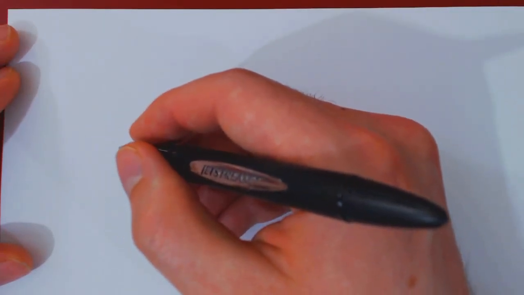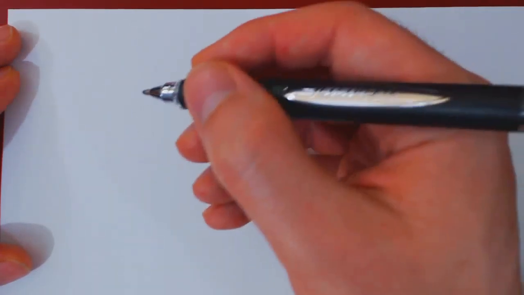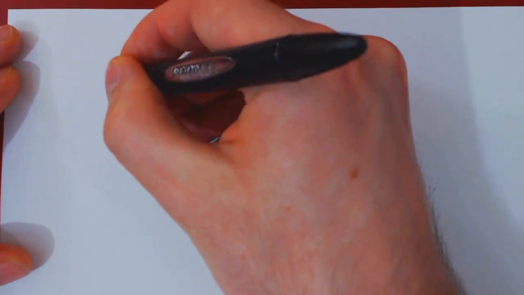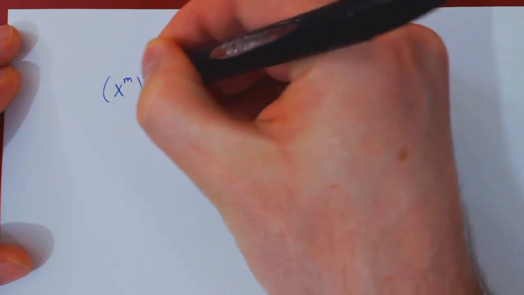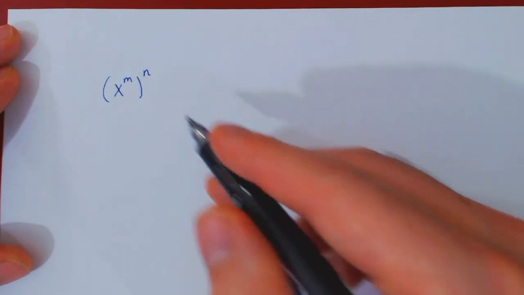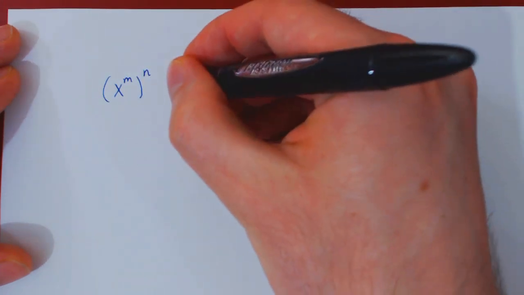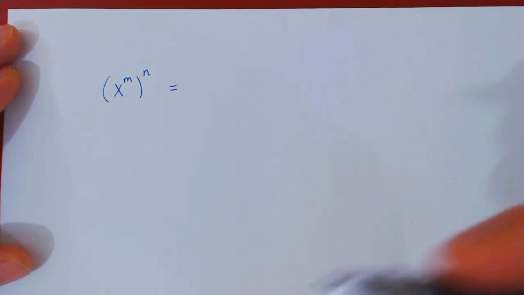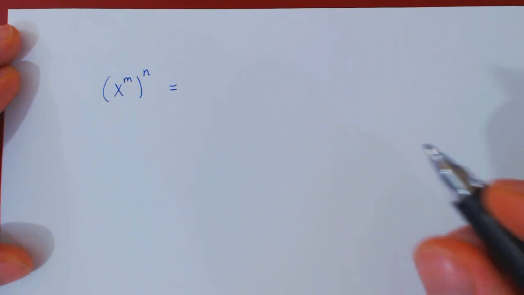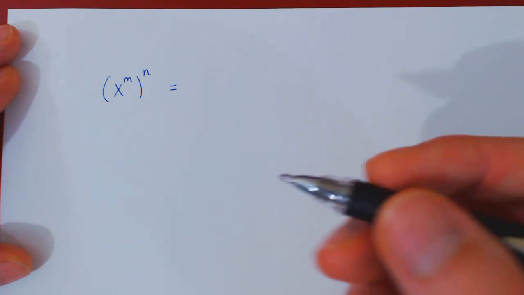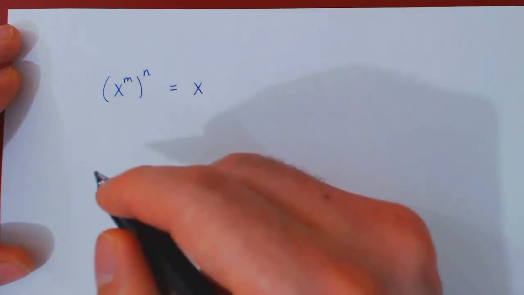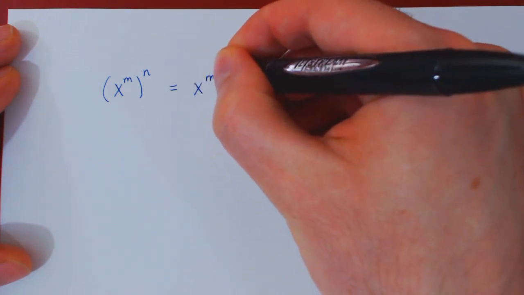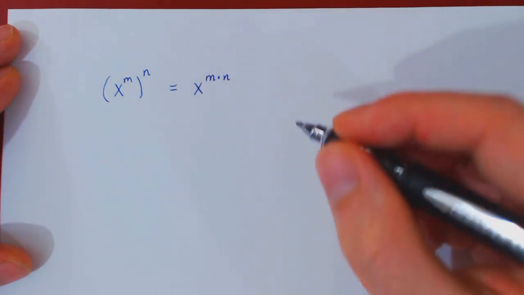Okay, so in this video, we want to review a basic property of exponents, which is the following. Suppose we have x to the m, and then we take the entire expression to another power, n. Well, the question is, can we simplify into a single power of x? And the answer is yes, quite simply, by multiplying the two exponents. So this will be x to the m times n.